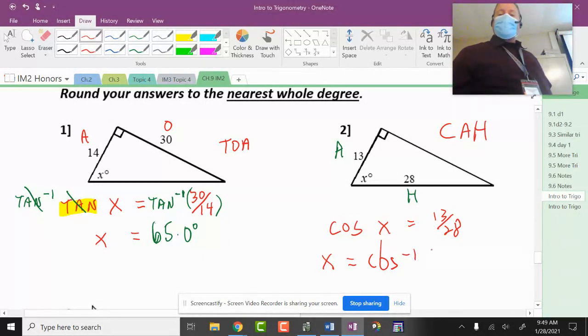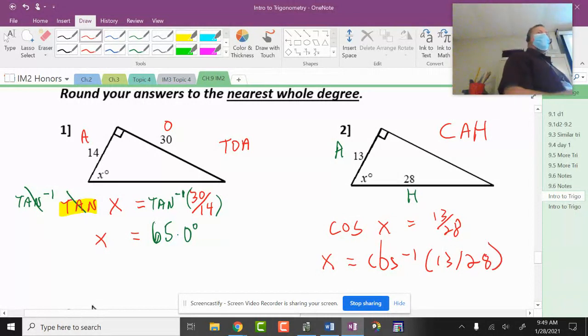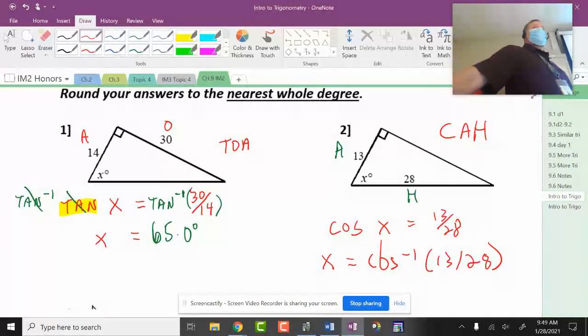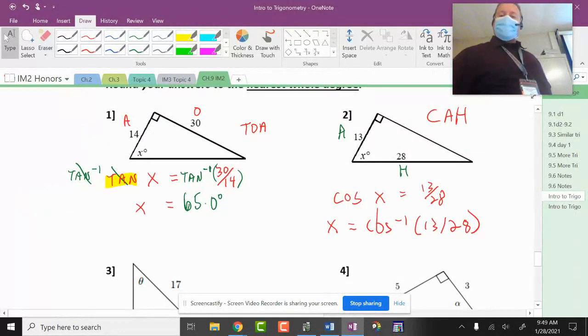You inverse cosine. And then did you do that on your calculator, Lauren? Oh, no. Okay, go ahead. You ready? 62.3. And then what do you put as a label in there? Okay, and I think we're good with that.